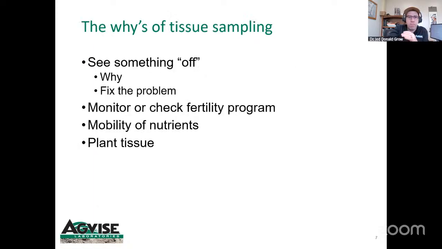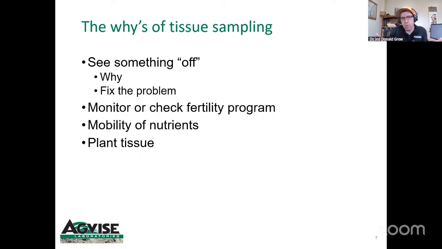So, the whys of tissue sampling. If you're here, you have some interest in tissue sampling. Typically, you see something in the field and it seems off, and you want to fix the problem. Some people try to monitor or check their fertility program. So they're going out there and they want to see what things are happening, where things are. We can do that based off the mobility of nutrients. Some nutrients are mobile, some aren't once they get inside the plant. And so you can monitor this and see where they are at different stages.